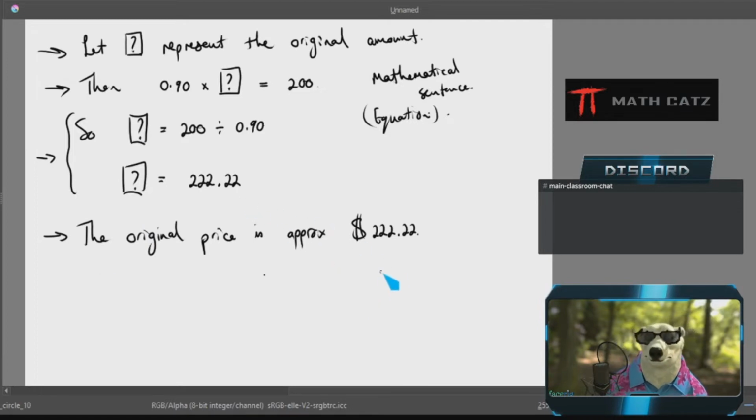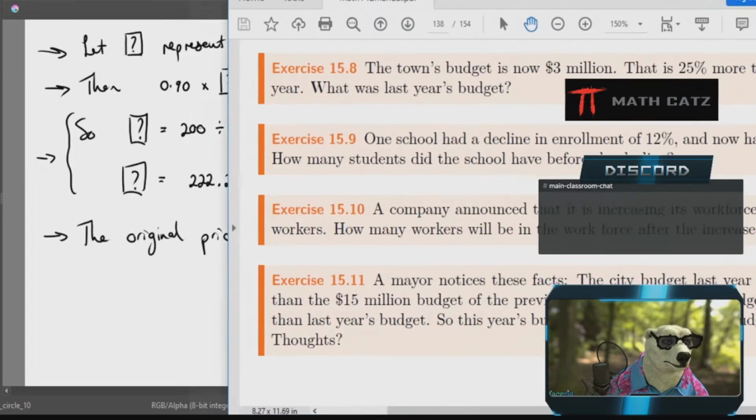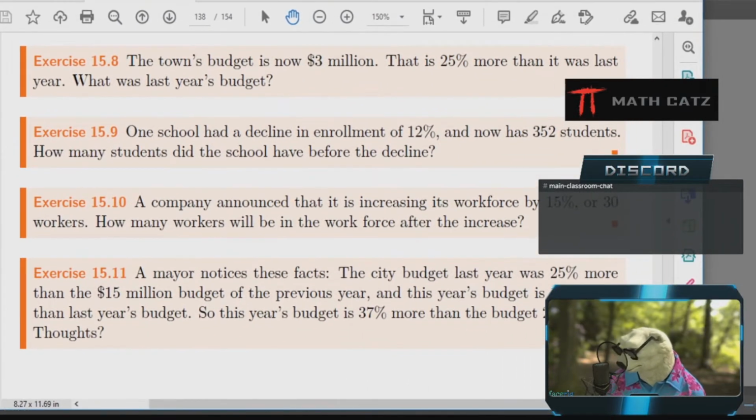All right. So sticking to the percentage topic, let's see what examples we have. We have a few.